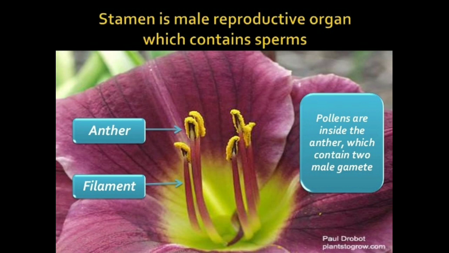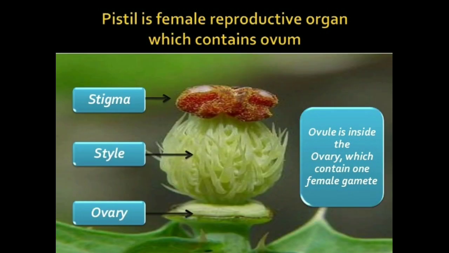The anther contains the pollen grains, and inside the pollen grain the male germ cell or the male gamete is present. Next we have the female reproductive part, that is pistil. A single pistil contains three different parts: the lower portion, the round structure, is the ovary, the tube-like structure is the style, and the sticky, uppermost part is the stigma. Inside the ovary there will be ovules, and each ovule may contain the egg cell or female gamete.